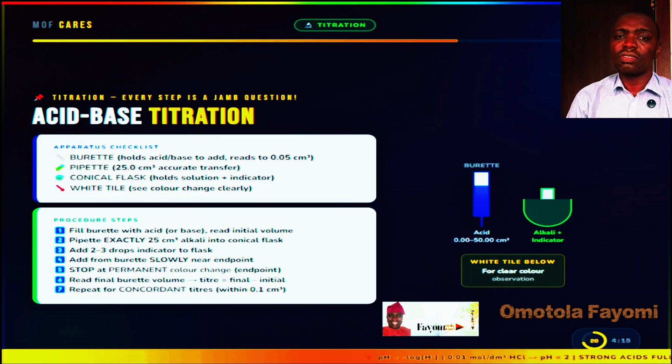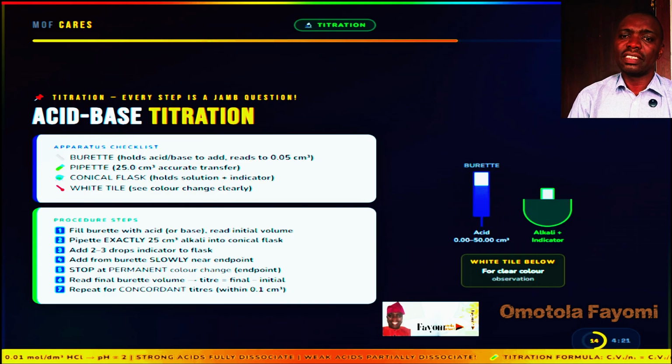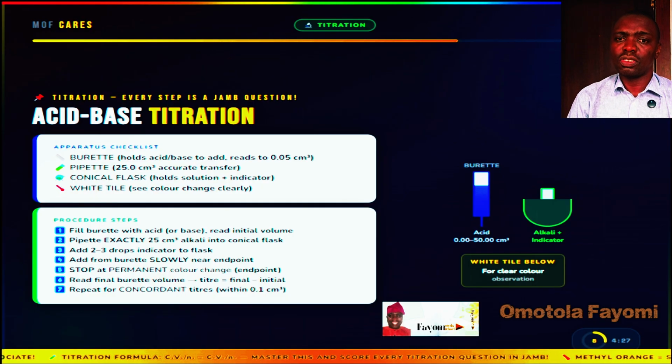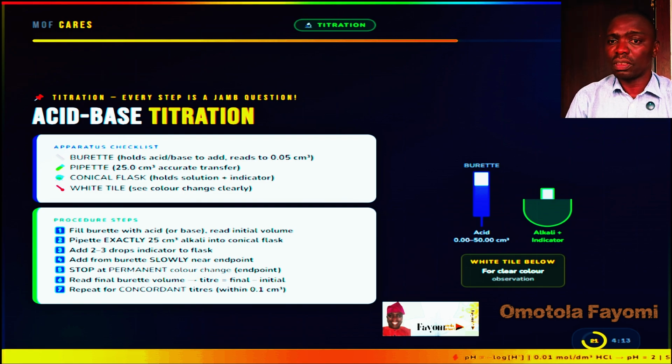The key apparatus: a burette holds the solution you are adding. It has a tap at the top and reads to 0.05 cm cube. A pipette delivers an exact volume, usually 25 cm cube, into the conical flask. A white tile placed below the flask helps you to see color changes clearly. The procedure: clean and fill your burette, read the initial volume, and use a pipette to transfer exactly 25 cm cube of your alkali or acid into the conical flask.